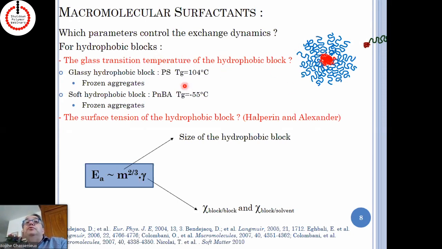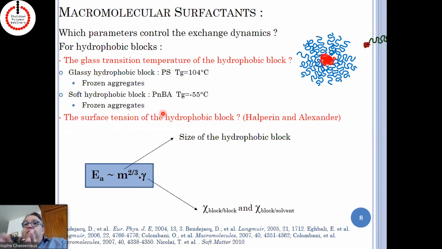If you use polystyrene, we all know that the glass transition temperature is pretty high. That is why most of the time when you have a diblock copolymer based on polystyrene, you form frozen aggregates. But if you now replace these polystyrene blocks by a block of poly N-butyl acrylate, with a glass transition temperature far below room temperature, the funny thing is that you have a micelle with a liquid core, but here again, you form frozen aggregates.